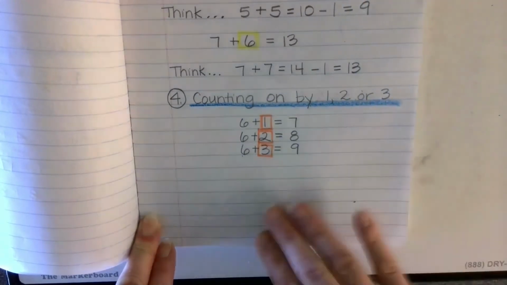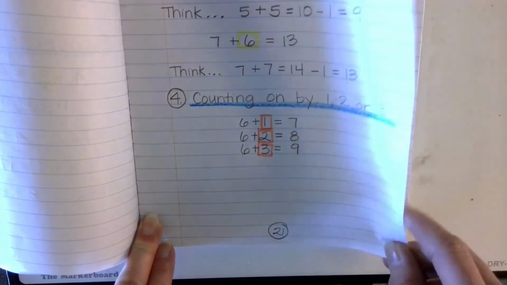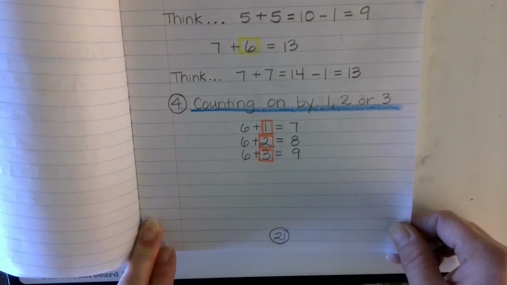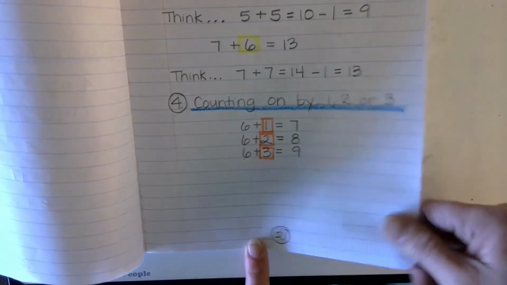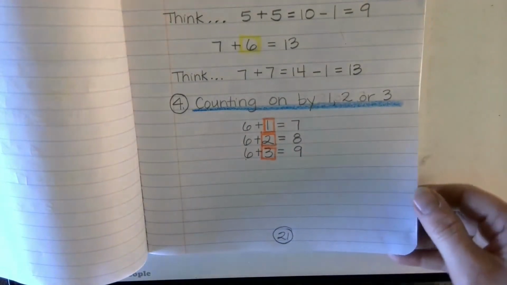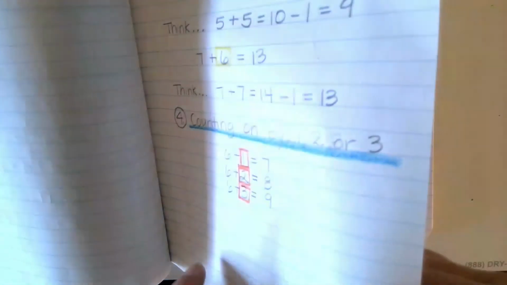Go ahead and finish this up, and if you need more time, hit pause, and then you're going to turn the page to page 22. So turn the page, make sure there's a 22 at the bottom.